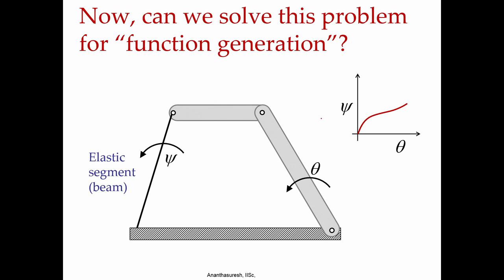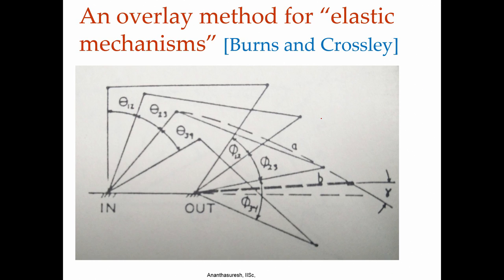So, there are a number of things that we can do. What they were able to do in this paper was this overlay method using what they call flexible mechanisms or elastic mechanisms. What they did was, if you know theta and phi, what I call psi, they are using the symbol phi. So, if this moves by this much, this should move by this much.